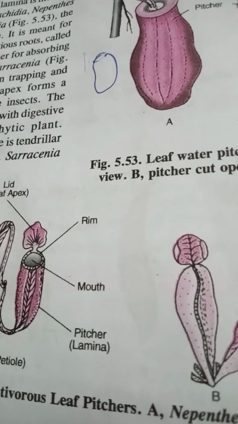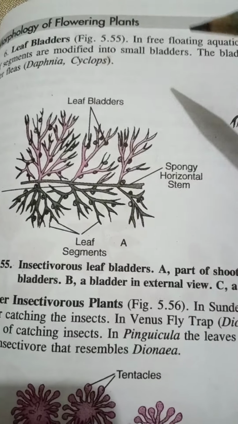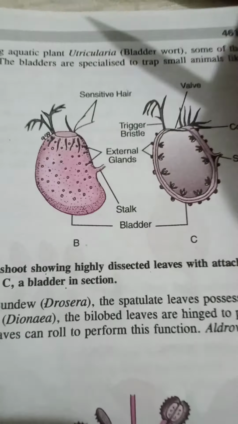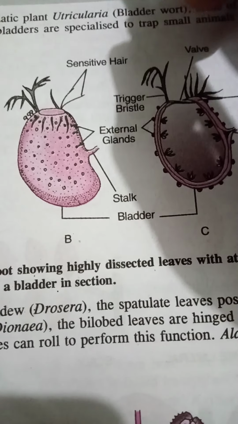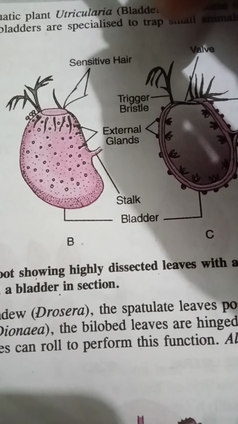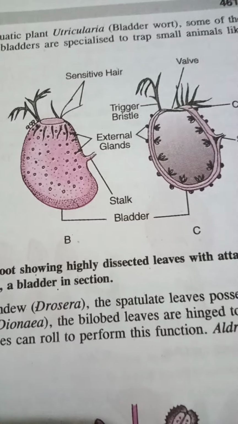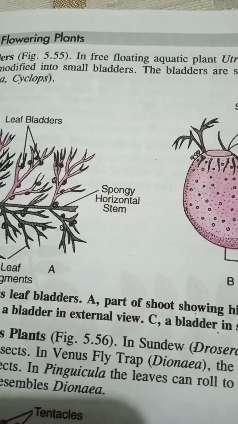Then next is the leaf bladders. As you can see in the diagram here, these are small leaf bladders, which are expanded forms. In a few floating aquatic plants, these leaf bladders are present. They are specialized to trap small animals, so with the help of these structures they can trap animals for their food.